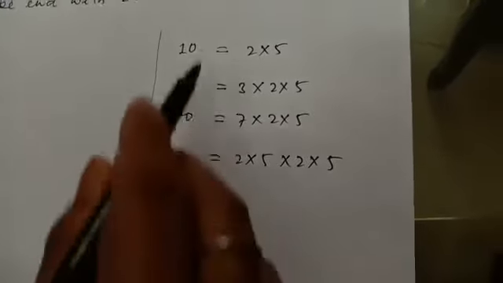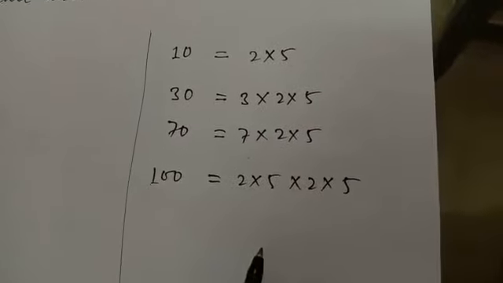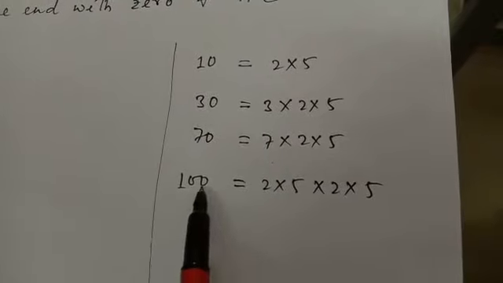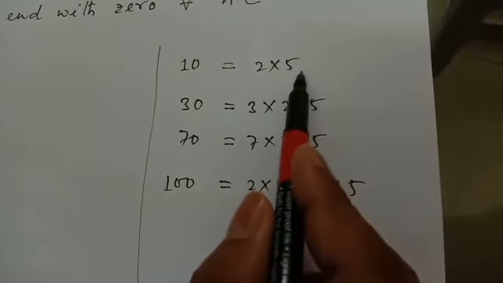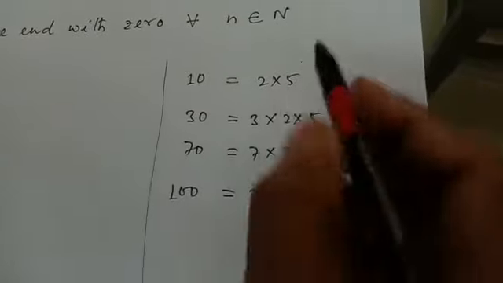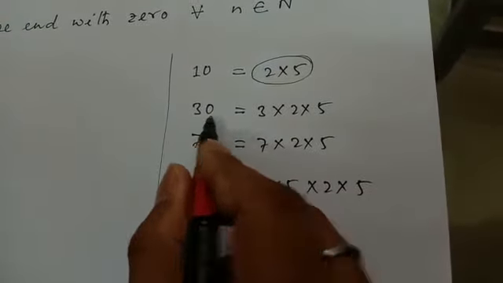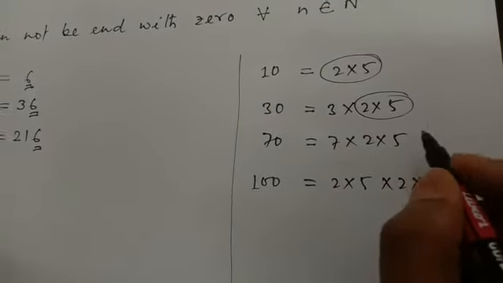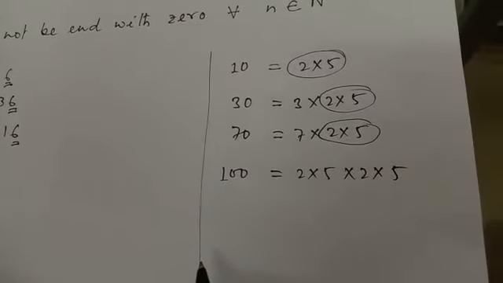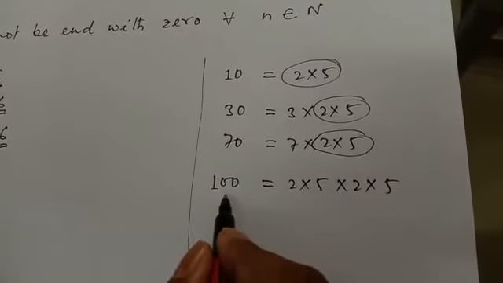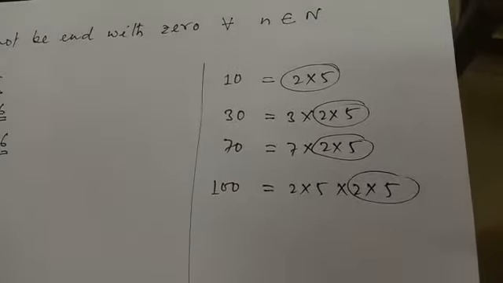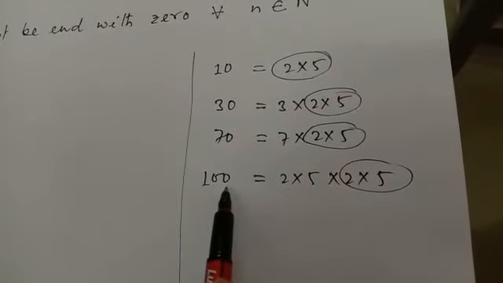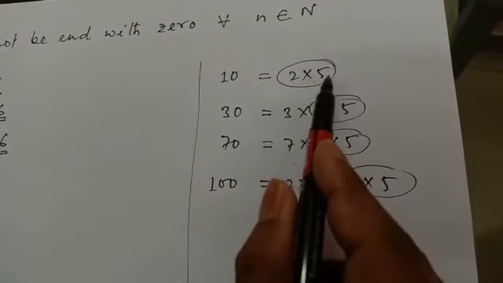Now see these examples carefully. You can see that any number which ends with 0 should have at least two prime factors, 2 and 5. In the prime factorization of 10, you can see 2 and 5. In the prime factorization of 30, again 2 and 5. In the prime factorization of 70, we again have 2 and 5, and in the prime factorization of 100, we have again 2 and 5. So any number which ends with 0 should have at least two prime factors, 2 and 5.